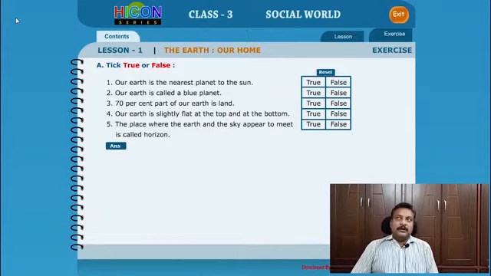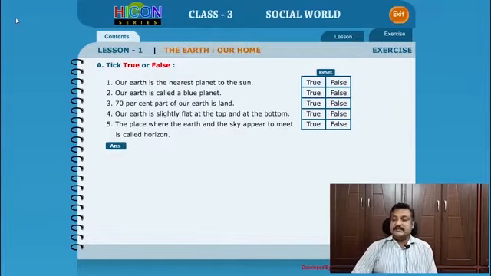Means while learning the lesson, we have come across these points and we just need to check whether that matches with the description given in these sentences here or not. Right? Now, the first sentence is, our earth is the nearest planet to the sun.